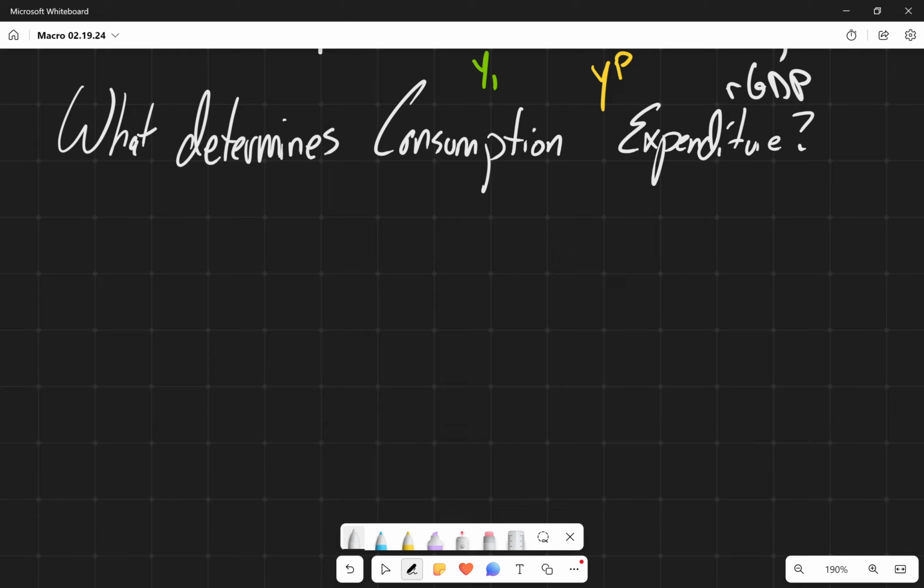So Keynes thought a lot about the components of aggregate demand, right? He thought aggregate demand was the thing that really drives economic activity. Aggregate supply is something in the long run, and it's something that kind of catches up to demand, right? But demand is the thing that is important in the short and the medium run.